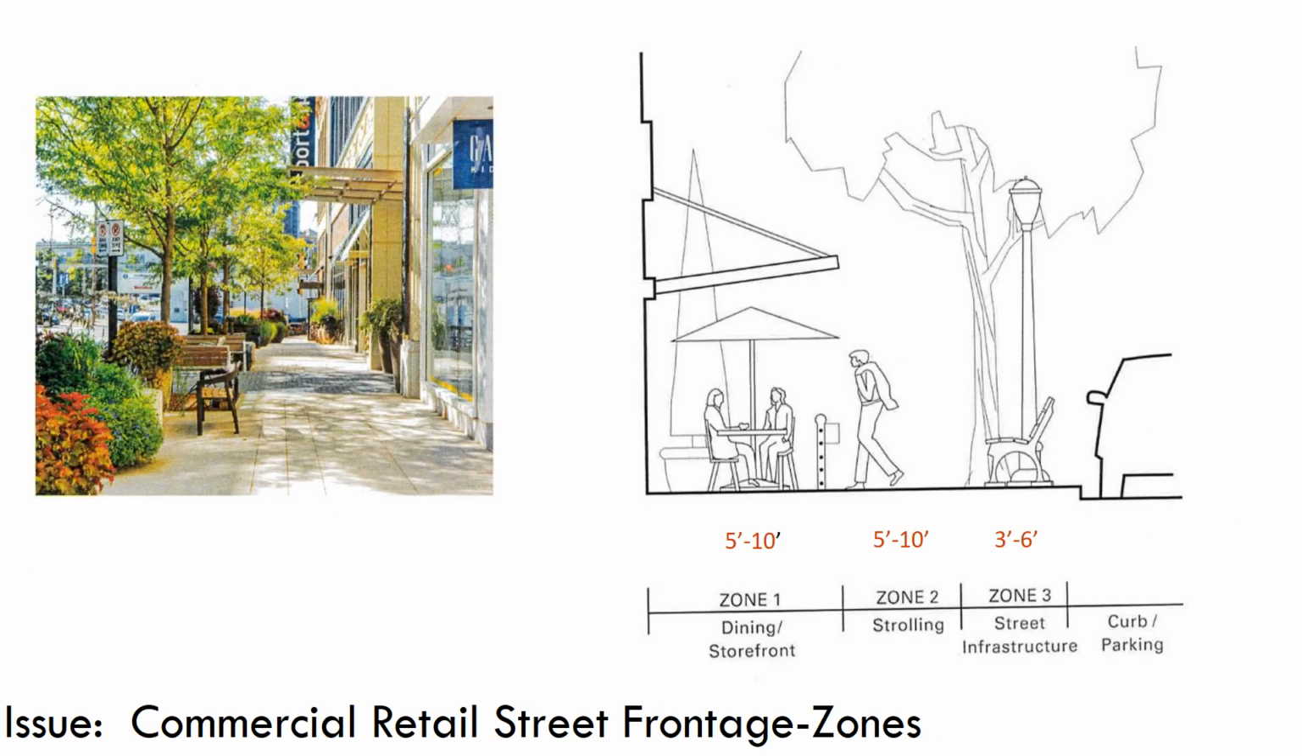Let's move to commercial retail street frontage zones. A well-liked image from the character survey, and it was noted how this just seems like a very pleasant place with ample room for amenities, shade, enticing retail that appears to be here. And when you're designing these zones, it's important to realize that there's a place for everything here. In successful environments in downtowns like this, you typically have a zone right along the curb, 3 to 6 feet, where you have street infrastructure.